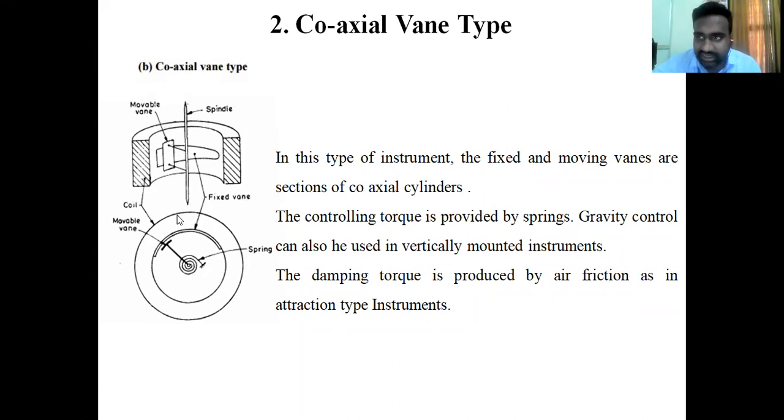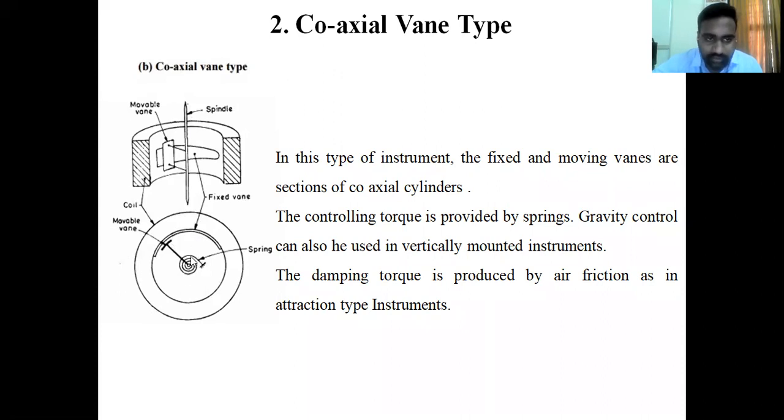I am analyzing the circuit diagram with two types of figures. So this is our coil. How do we analyze this figure? See here, this is the coil. On this coil we placed the fixed vane. This is the fixed vane, and next we connected the moving vane. So this is the moving vane. To the moving vane we connected the spindle.